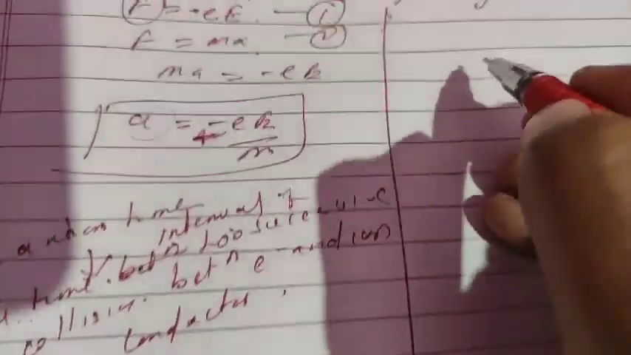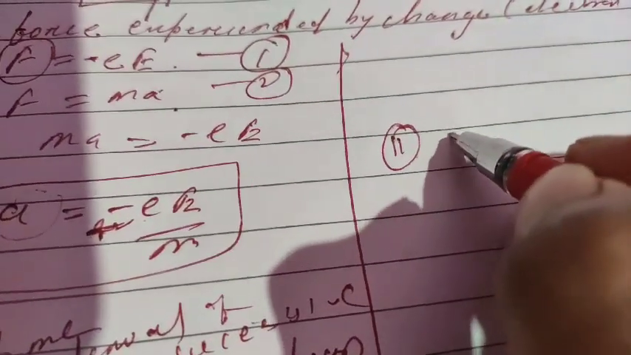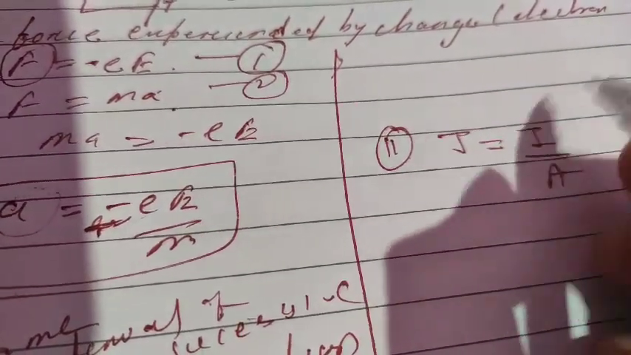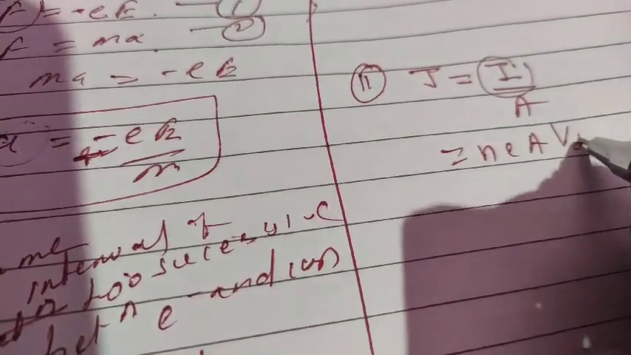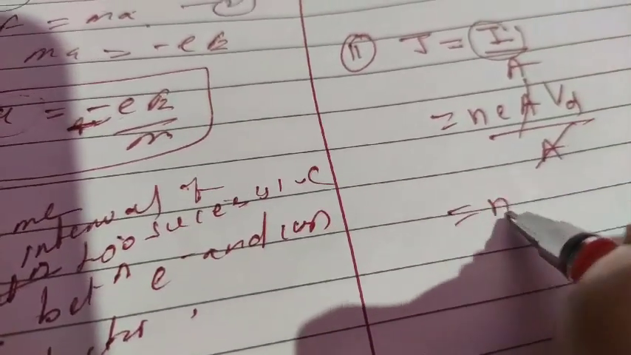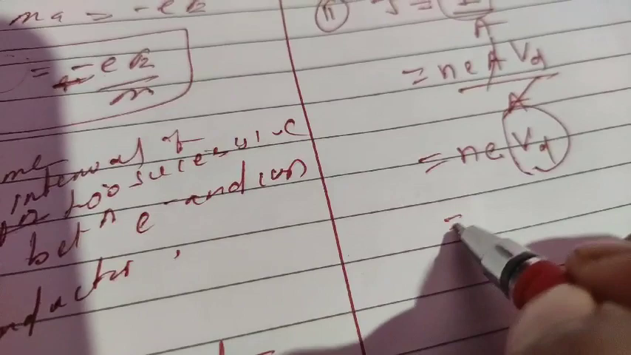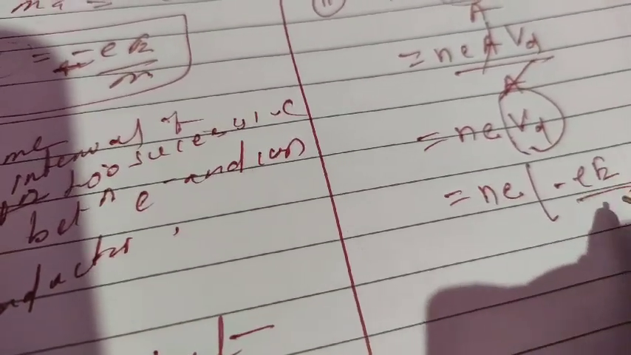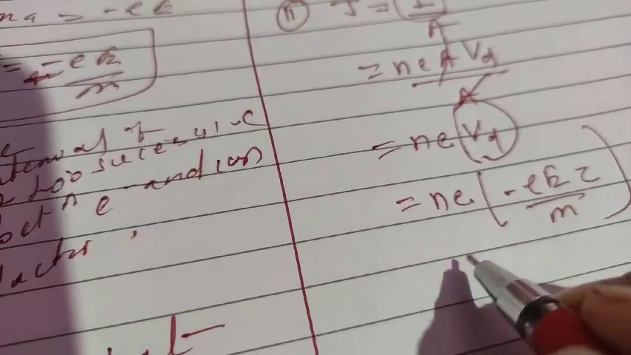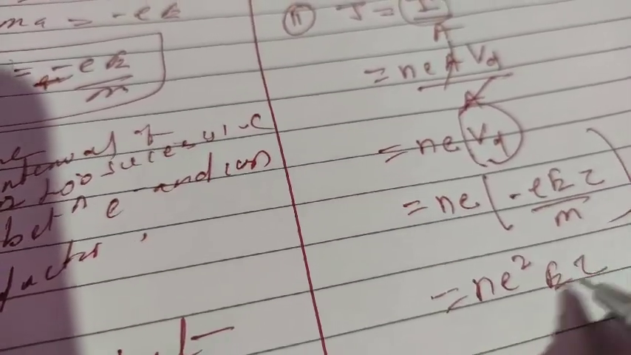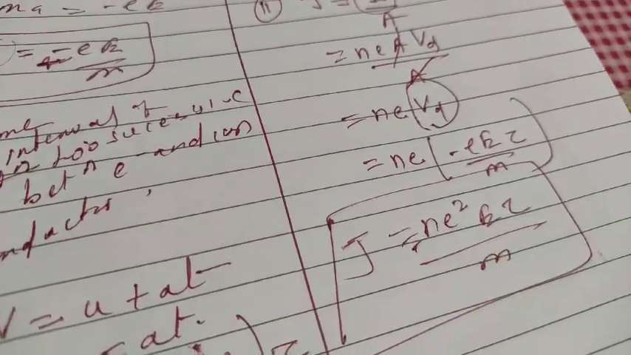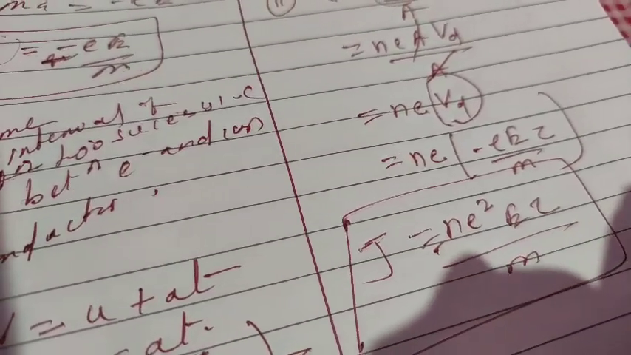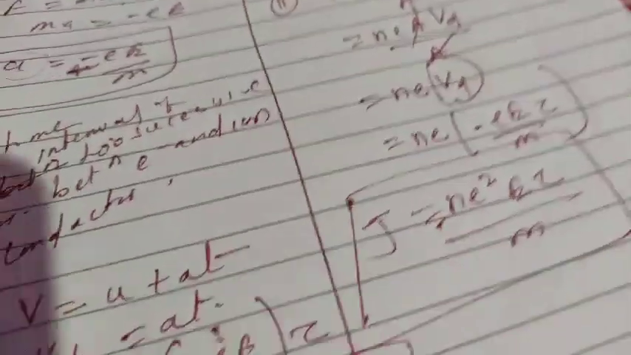Now another, second point on current density, student, another formula. This much derivation they used to ask. But the second step of current density, J equal to I by A, which I have already told you. I is nEAv_d, so J = nEAv_d by A, A will cancel, nev_d. Now the new v_d you have got, that is minus eE tau by m, right? So what is the formula? J = ne squared E tau by m. This is the next formula for current density, putting the value of drift velocity. So this you have to remember.